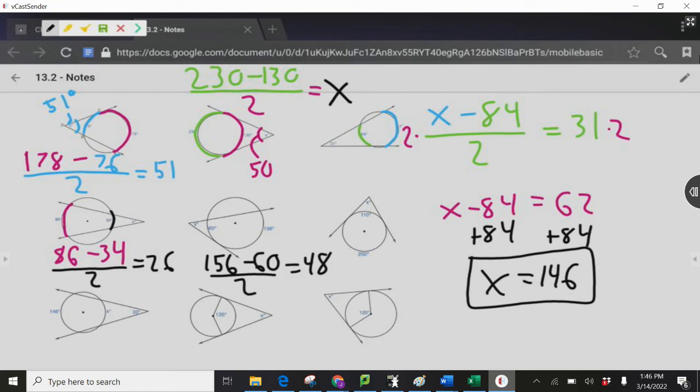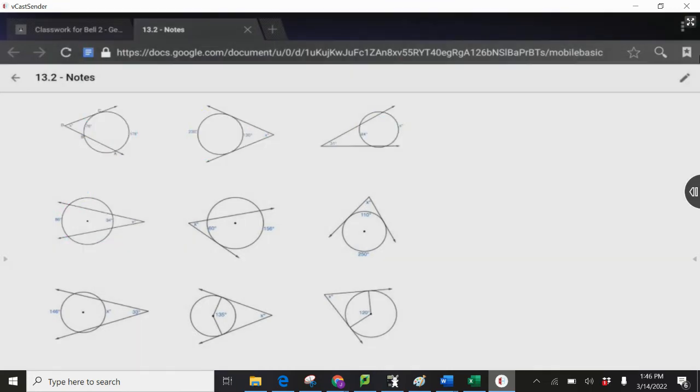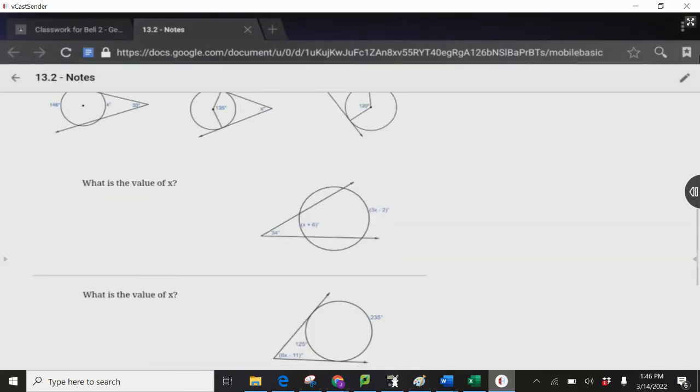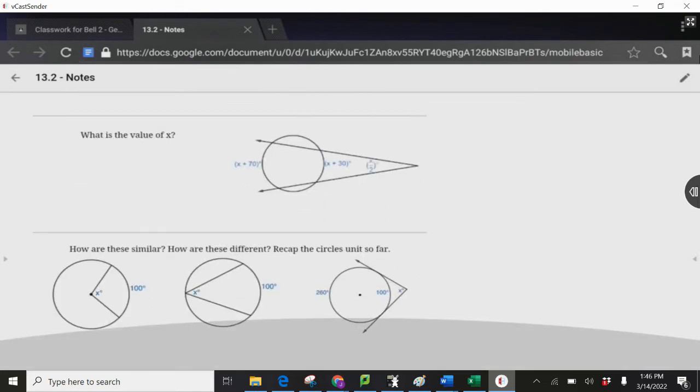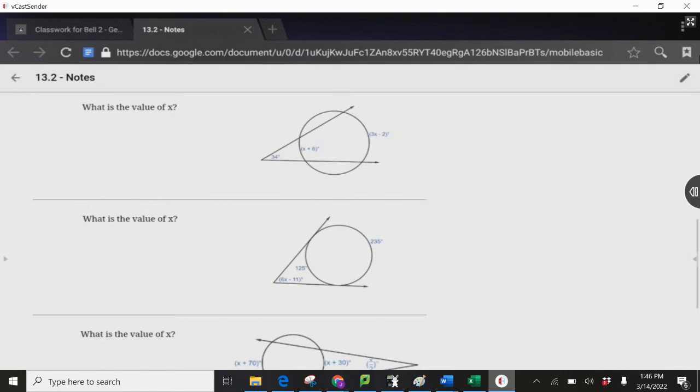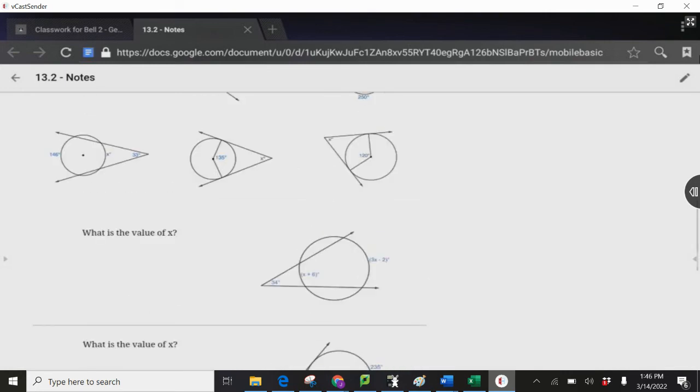I might work a couple of these here at the bottom of my screen. Let me just scroll up for that. And then we will move on. I don't know how many more of these I need to do, but there will be a little recap at the end I want to get to.